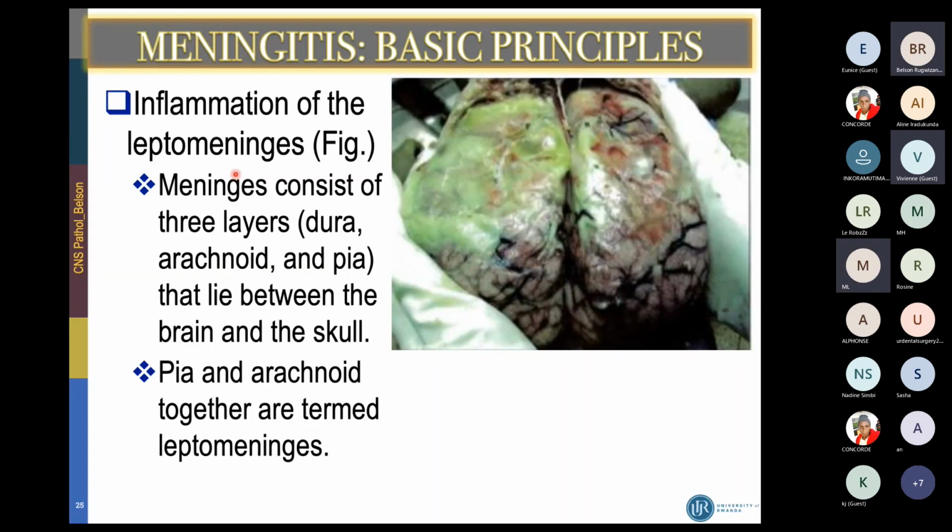So inflammation of the leptomeninges. Aho usanga nk'ahangaha hariho pus. There is a pus on the meninges. So meninges consist of 3 layers: dura, arachnoid, and pia, that lie between the skull and the brain. The pia and the arachnoid together are termed the leptomeninges. Nizira zisa naho zifatanye n'ubwonko bwazo, naho dura it is more attached to the skull bone.